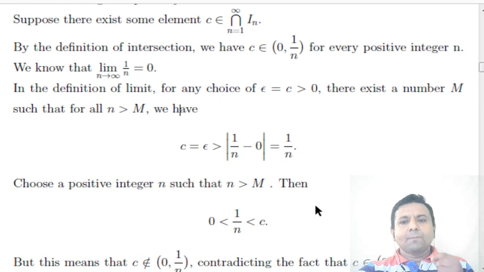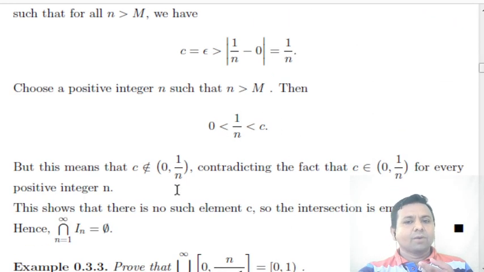So choose a positive integer n. You have to take c belonging to each and every interval (0, 1/n). So take n greater than m, then 0 is less than 1/n, because c lies in this set. So 0 is less than 1/n is less than c. But what do we have? c is strictly greater than 1/n, that is, 1/n is strictly less than c.